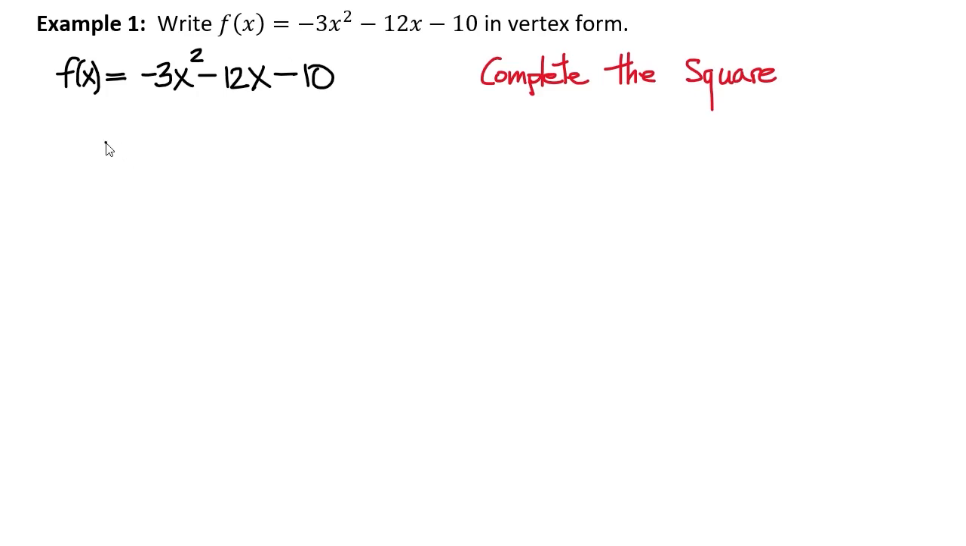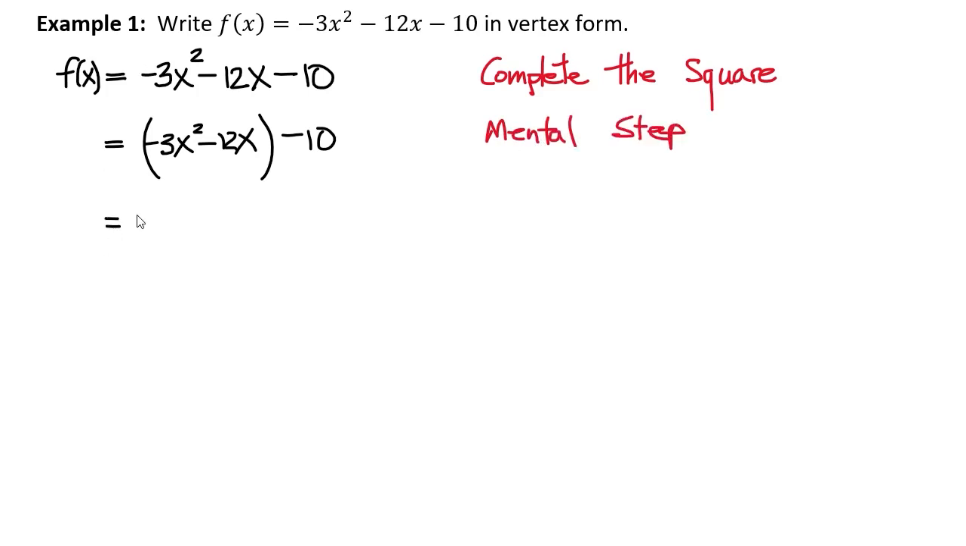The first task is I want to get all the x terms together. So minus 3x squared minus 12x, I'm going to mentally group that together, minus 10. Now this would normally be a mental step. Next, I want to get a common factor, so I'm going to factor out the negative 3, and that will give me x squared plus 4x inside the parentheses, minus 10. And I could check this. Notice negative 3 times x squared is negative 3x squared, and negative 3 times positive 4x is negative 12x.